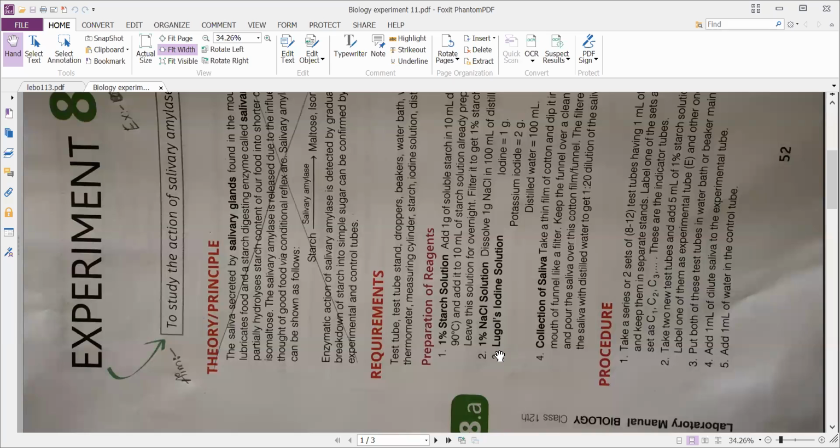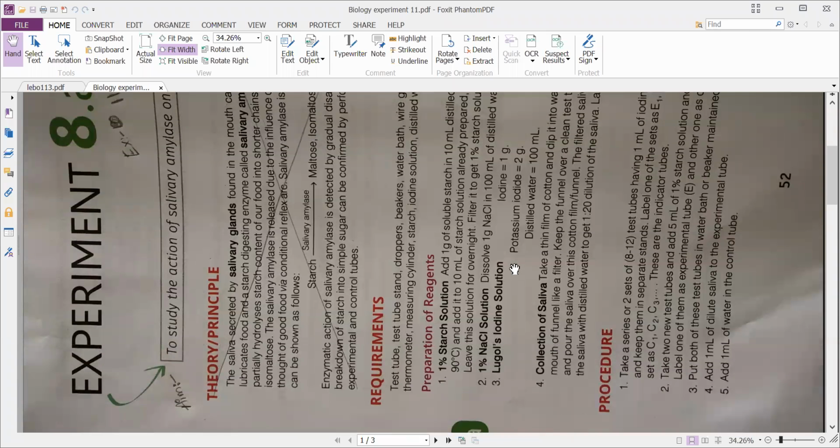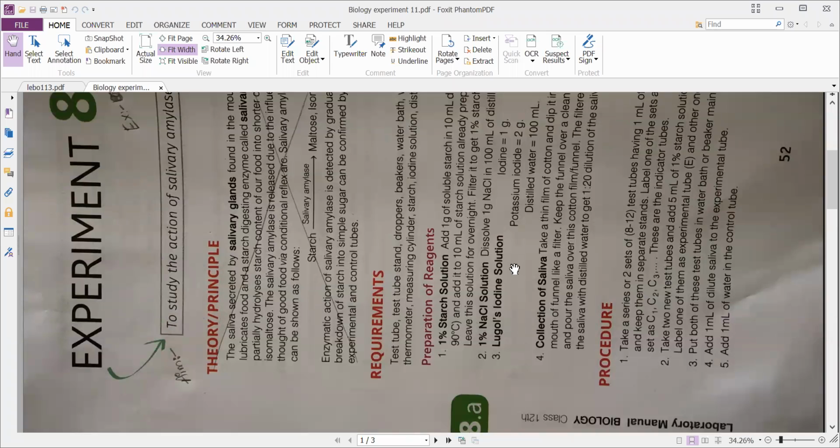Don't write the third one, Lugol's iodine solution. That is no need. Or no problem, you can write it as iodine solution only. Starch solution, NaCl solution preparation, and iodine solution preparation, and the fourth one, that is collection of saliva. So all four you have to write. Aim, requirements, preparation of reagents, all you have to write on the right side only.